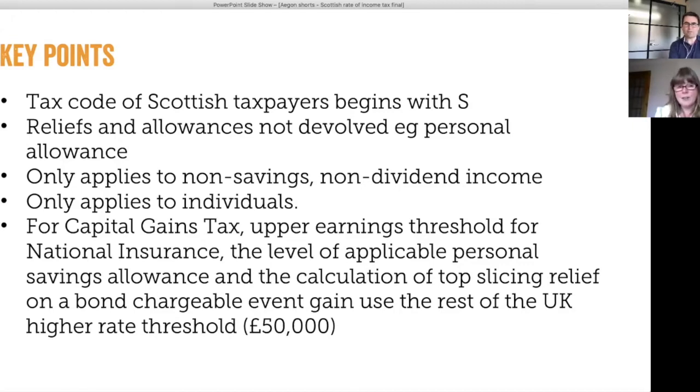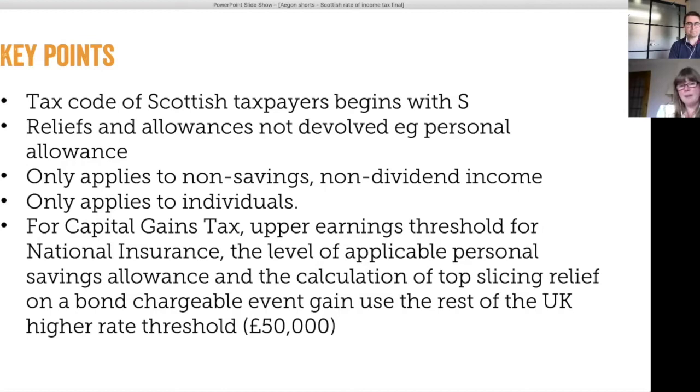So I guess trusts and beneficiaries from trusts in that respect are not going to be taxed in the same way. So trustees aren't subject to the Scottish rate of income tax. However, beneficiaries can be subject to the Scottish rate of income tax, depending on what type of trust it is and what type of income we're talking about.